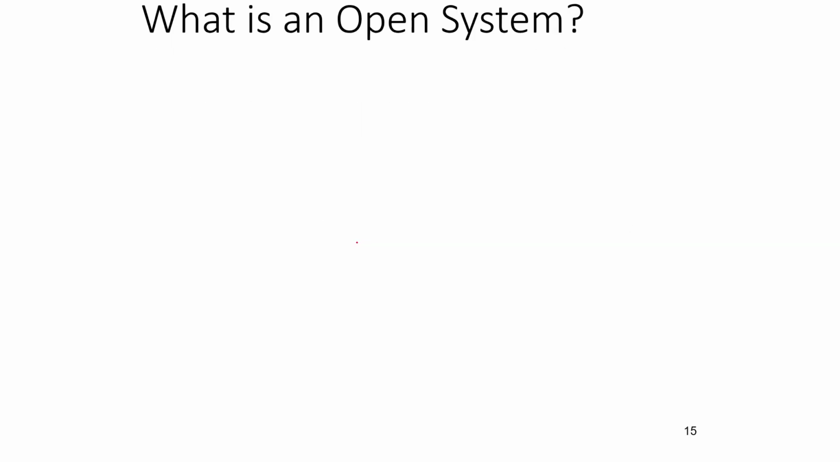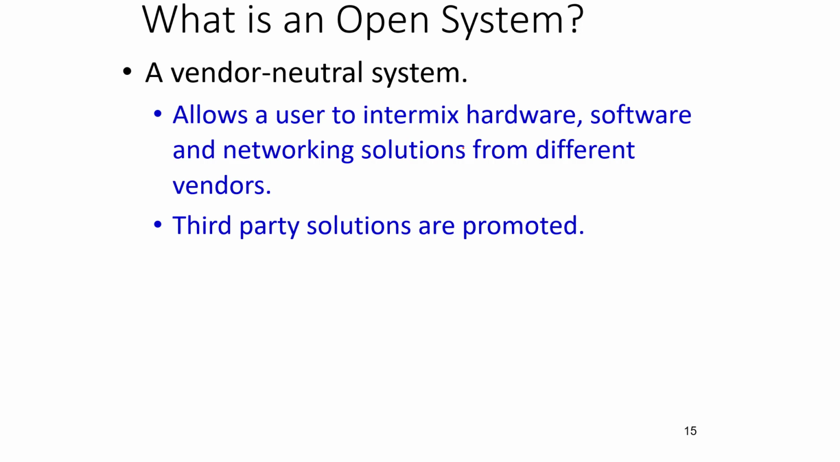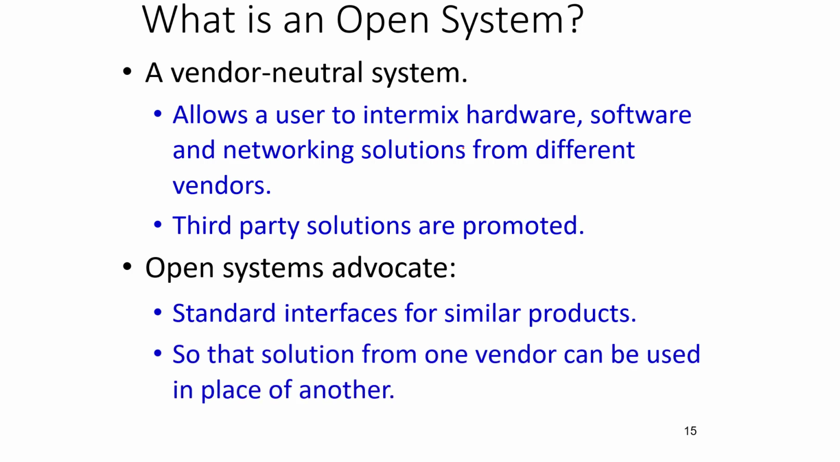Open software is an offshoot of this concept. So an open system, ideally speaking, is vendor neutral, in the sense that because all the interfaces are standardized, it allows you to create a custom mix of hardware, software and networking solutions. Choose whatever suits you best from different vendors, and also take in third party solutions, right? If they suit you. And because we have standardized interfaces, it is guaranteed that these systems will mutually work, right? So the entire system is going to work.